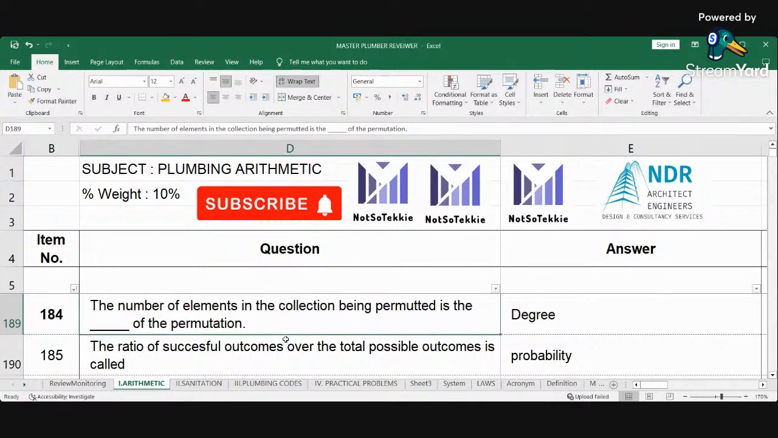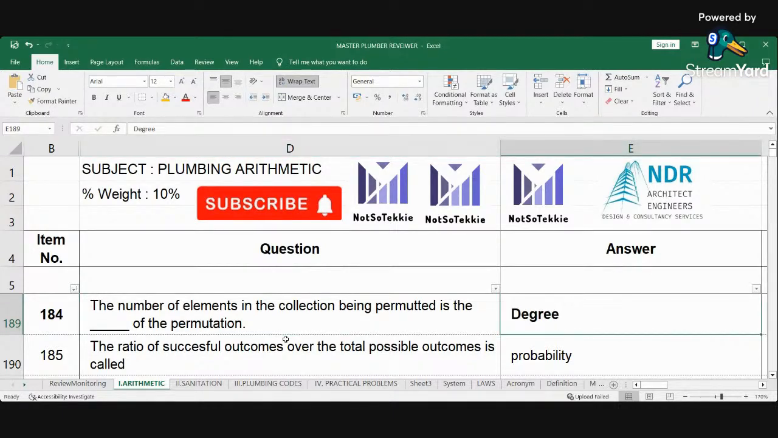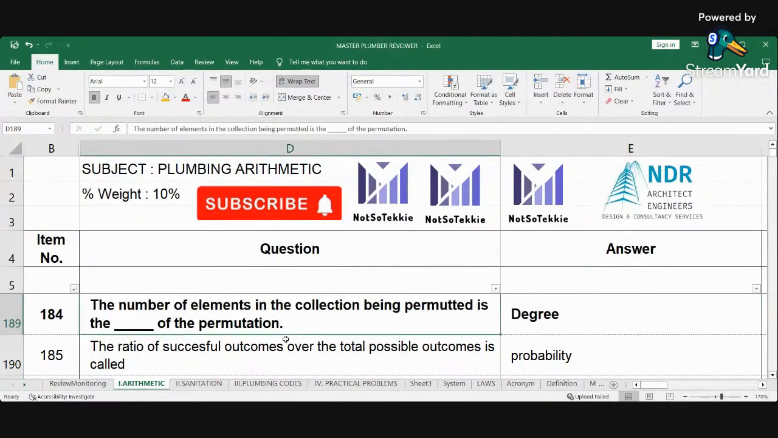184. The number of elements in the collection being permuted is the degree of the permutation. The answer is degree.